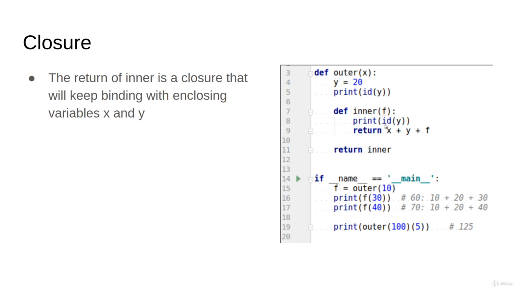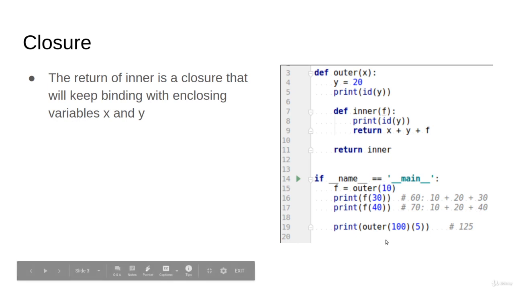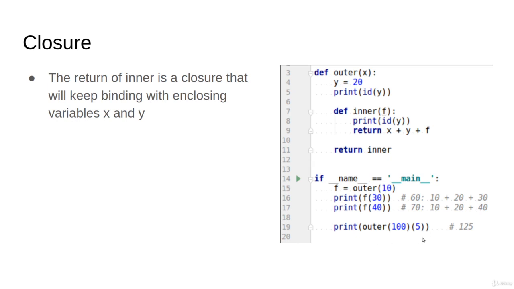What is the value of x? We passed 10, so x will always be 10. What is the value of y? The last value of y is 20. So this inner function computes 10 plus 20 plus some f. Now if I pass 30, it will return 10 plus 20 plus 30. If I pass 40, it will be 10 plus 20 plus 40. And so on. Okay, observe this syntax, don't be confused about it.